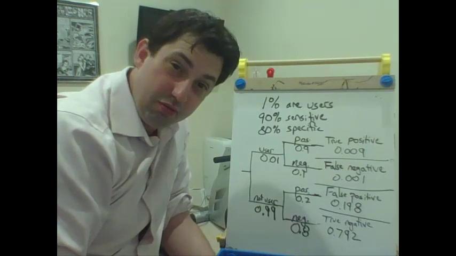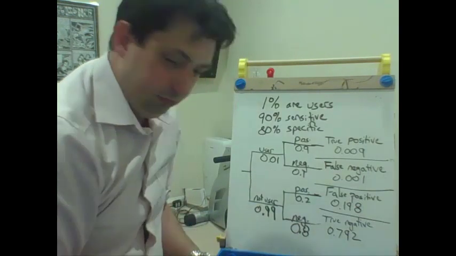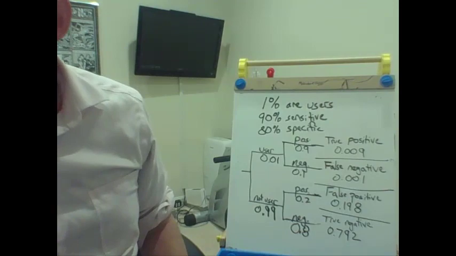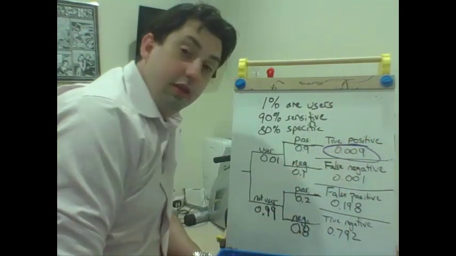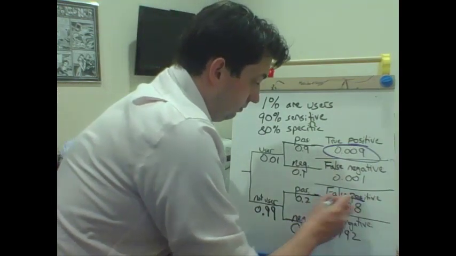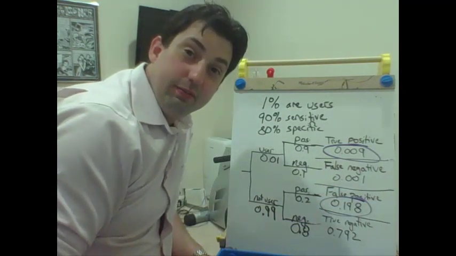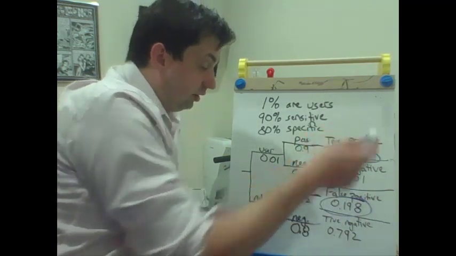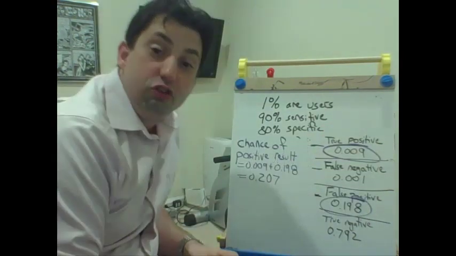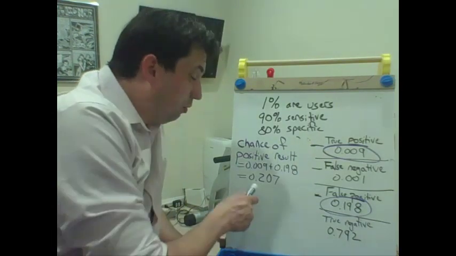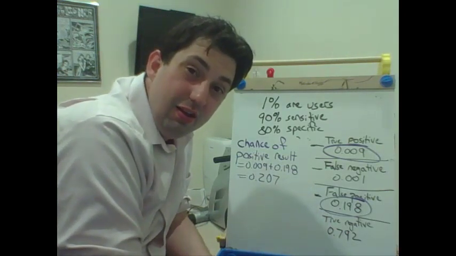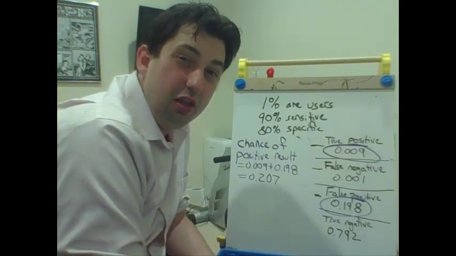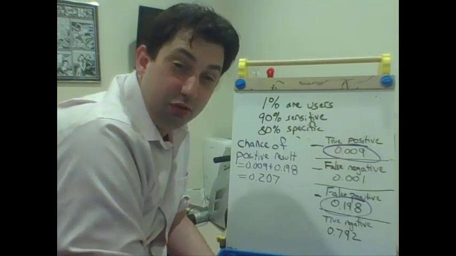So what are the chances of getting a positive result? What's going to be this plus this. It's the combine of these two things. So the chance of a positive test result is 0.207, or about 20.7% chance. About 20% chance, almost 21% chance that you'll get a positive result.